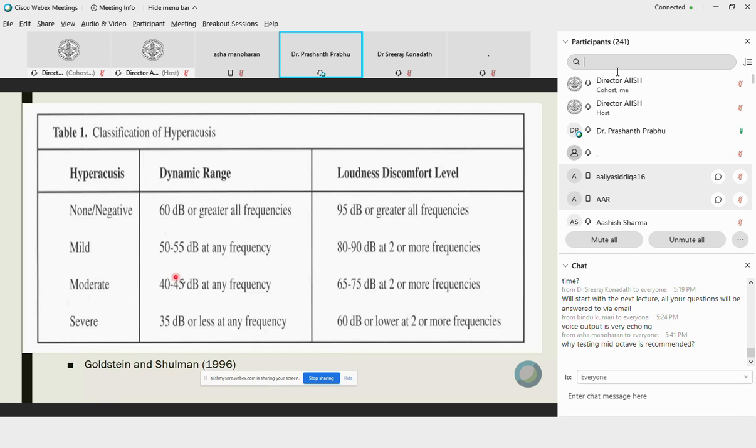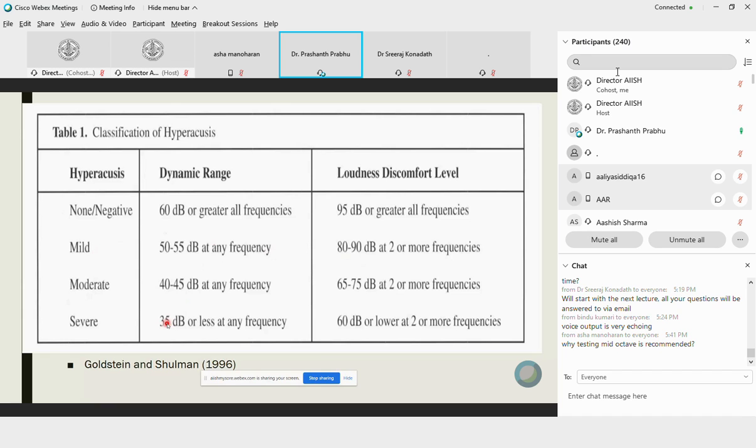If a person has 50 to 55 dB dynamic range and 80 to 90 dB LDL, then it is mild. 40 to 45 dB of dynamic range, then it is moderate. 35 dB or less, then that clearly indicates that it's a severe hyperacusis. So this is one way of classifying the hyperacusis.